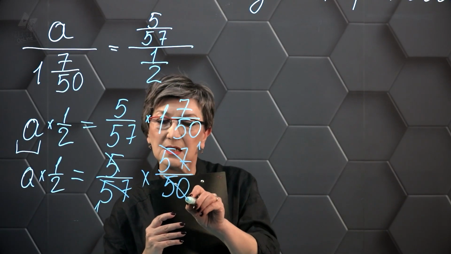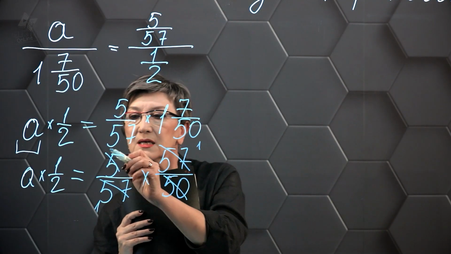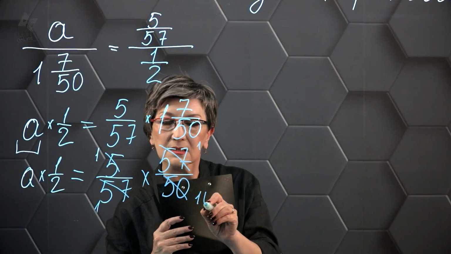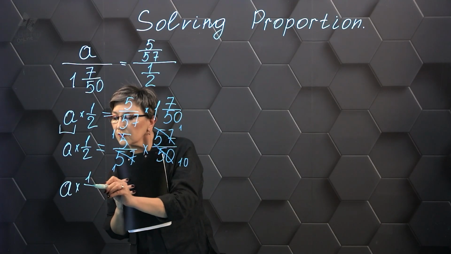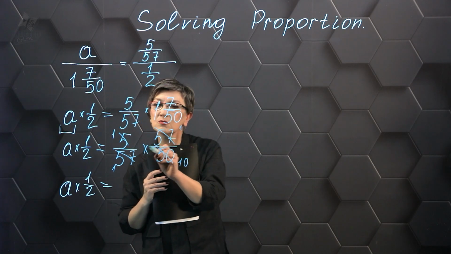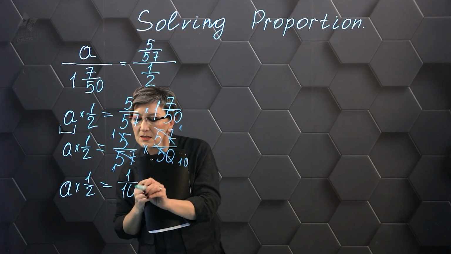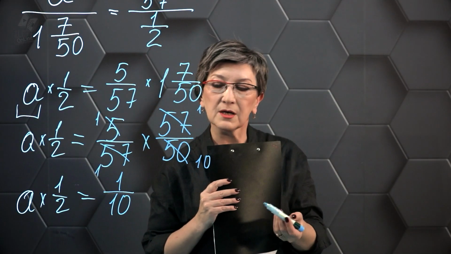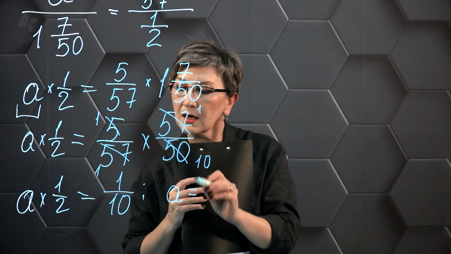5 and 50 we can divide by 5. 5 divided by 5 is 1, and 50 divided by 5 is 10. So A times 1 1/2 equals 1 times 1 is 1, and 1 times 10 is 10. So we have an easier equation. And from that equation we can find A.